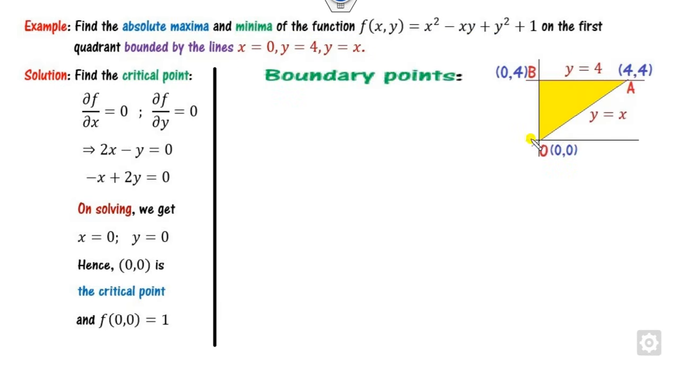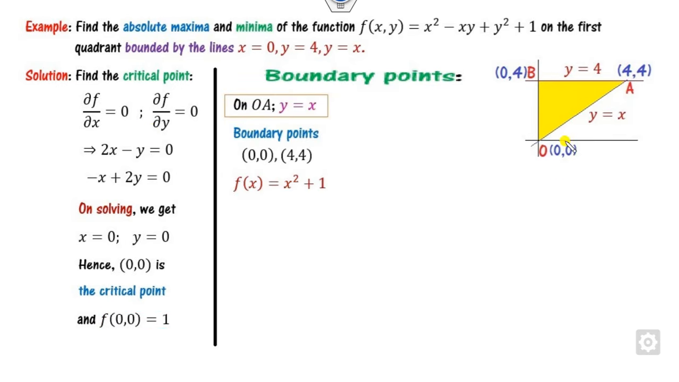So we can start from here. We can start firstly on the line segment OA, and then go with AB, and then from BO, and then we will check whether to take the points from here, this and here, and then we will see about the maxima and minima.